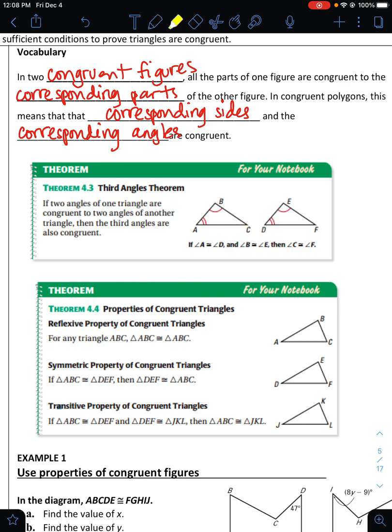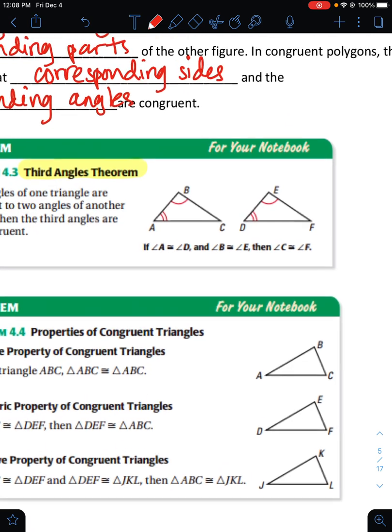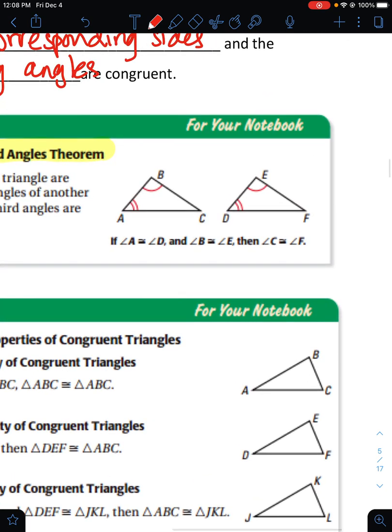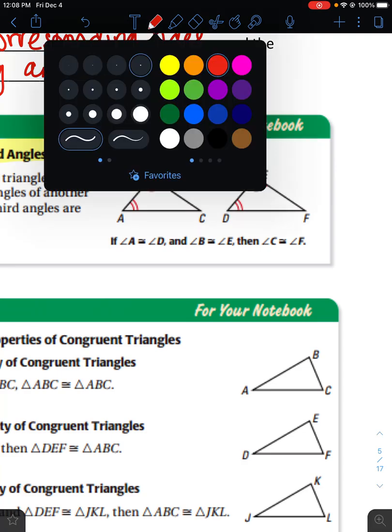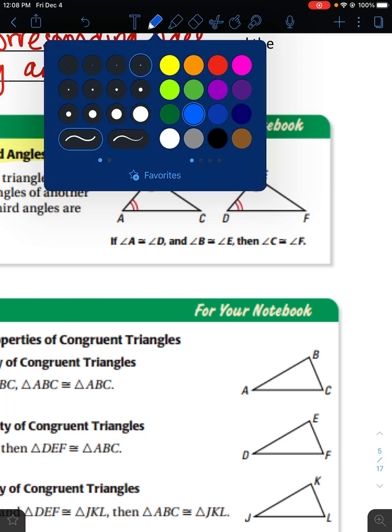All right, we have a theorem here called the third angles theorem. What the third angles theorem says is, if two angles of one triangle are congruent to two angles of another triangle, then the third angles are also congruent. So let's put some numbers on here and let me prove it to you with the triangle sum theorem, where all three numbers add up to 180. Let's make these numbers real easy to work out in our head.